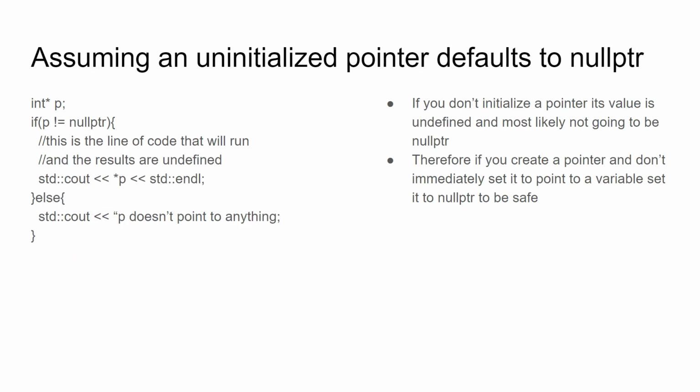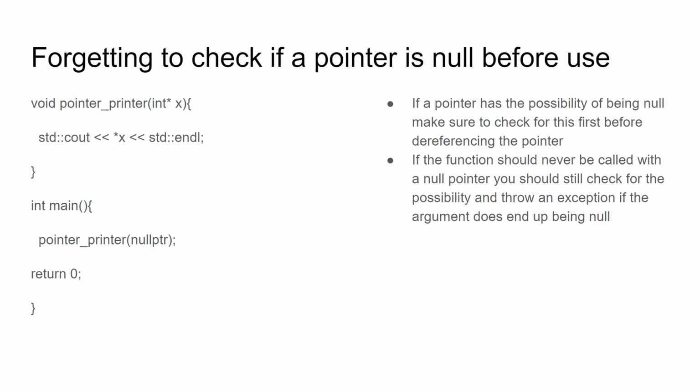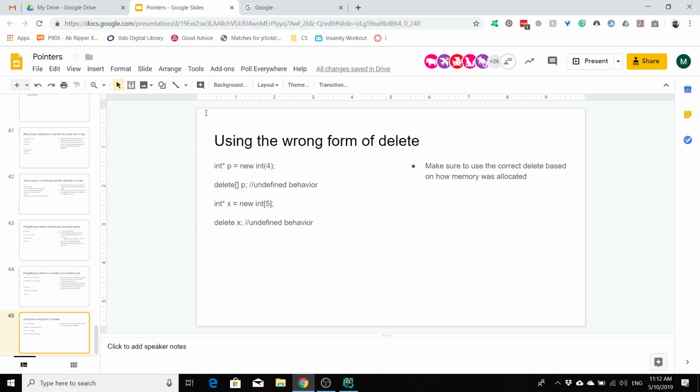Okay. I think we talked about all of these mistakes. One thing again is to make sure that you use the correct form of delete whenever you do the allocation. So if you allocate using the square bracket, you want to delete using the square bracket. And the number of times that you call new should be equal to the number of times that you call delete if you want to make sure that you free up all the memory that you've allocated. If the number of calls to delete is fewer than the number of calls to new, that's when you end up with a memory leak.